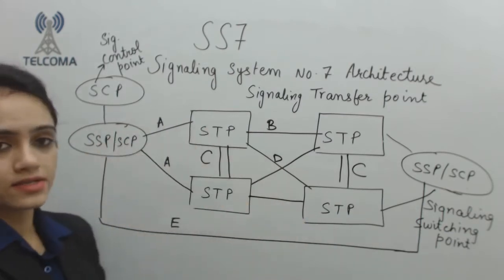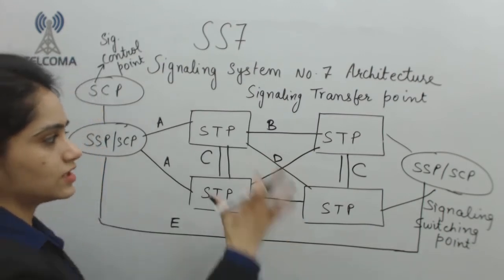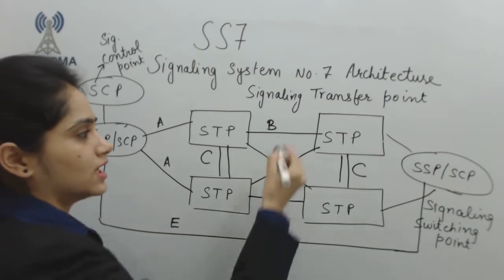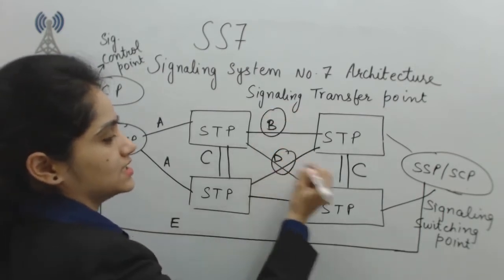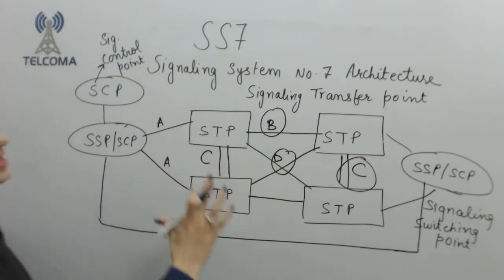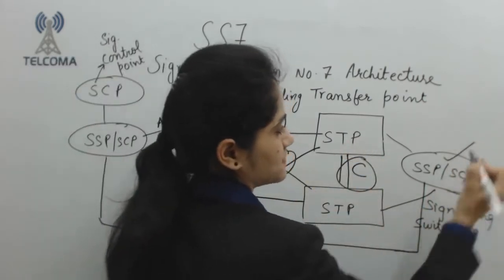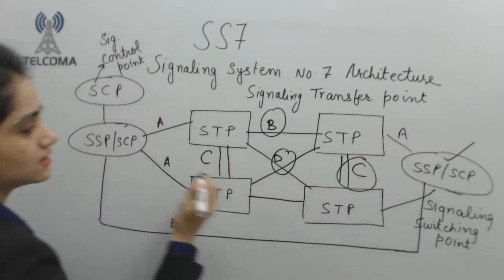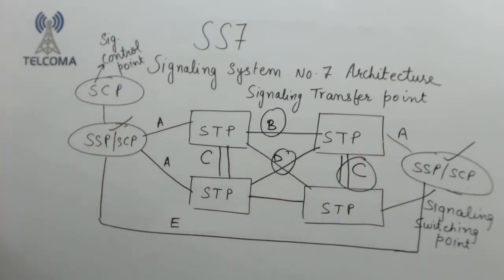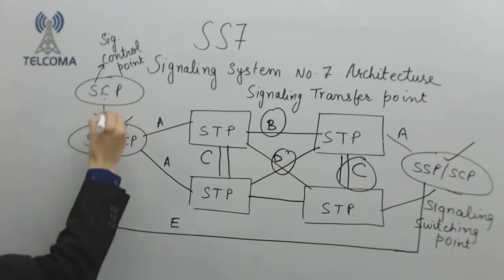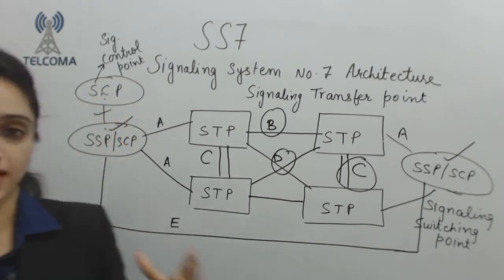So this is the architecture of SS7 in which we require various transfer points connected to one another through defined links as B, D and C links. After that, these STPs are required to connect to SSPs or SCP by a link. And after that, if two SCPs or SSPs are connected, that also requires a particular connection or a link.